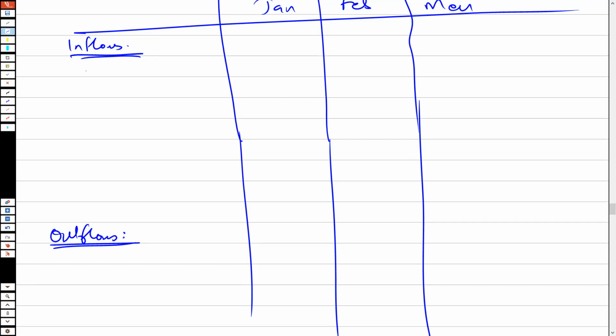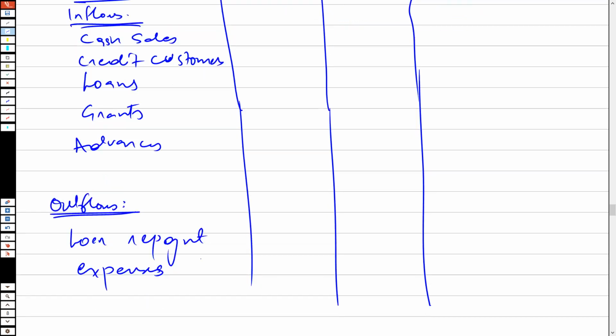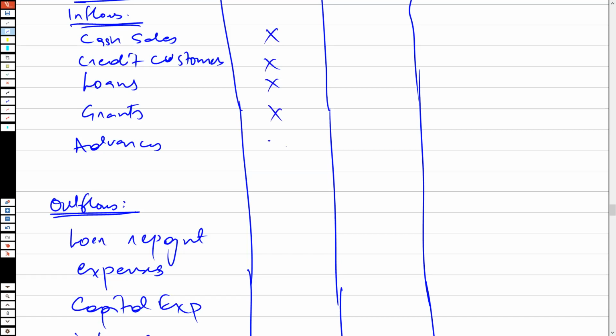If I talk about the inflows: inflows from cash sales, inflows from credit customers, inflows from loans, inflows from grants, advances, etc. Then there could be outflows: loan repayment, expenses, capital expenditure, interest, taxes, etc. So you could just create your cash flow forecast.